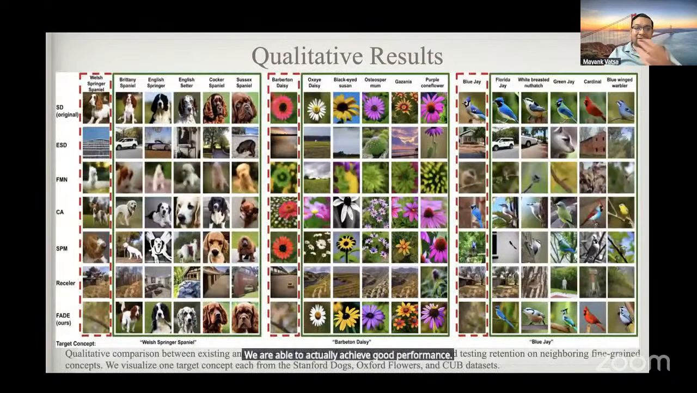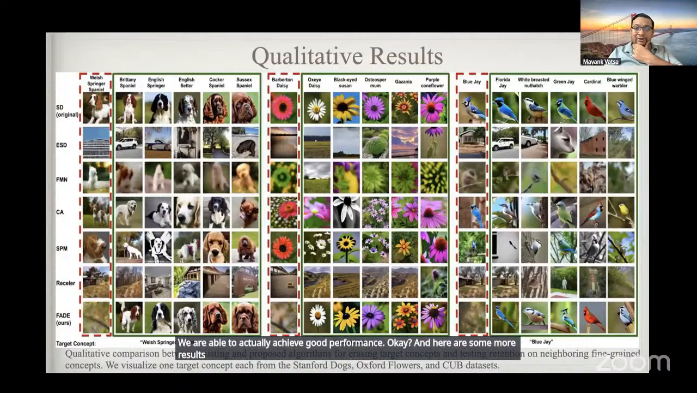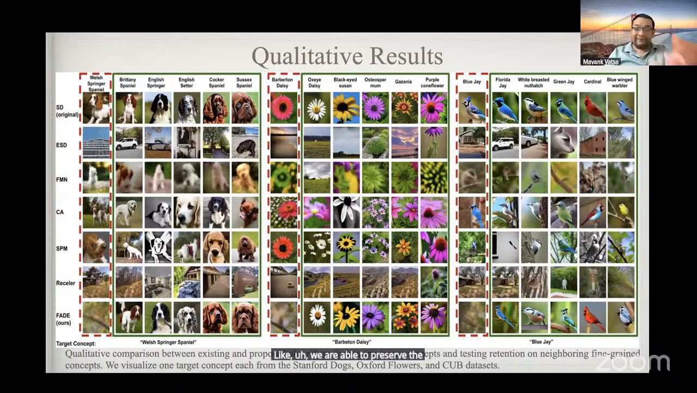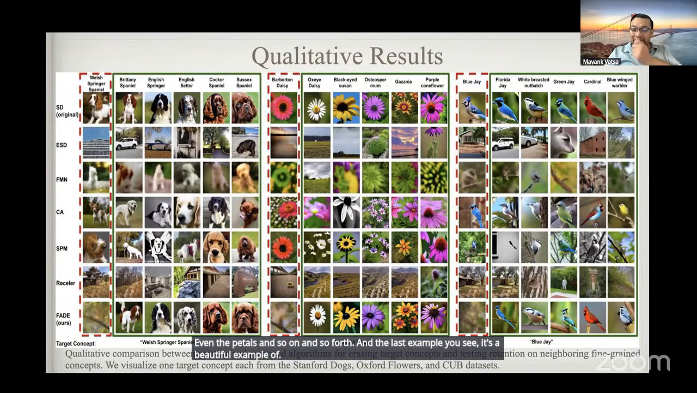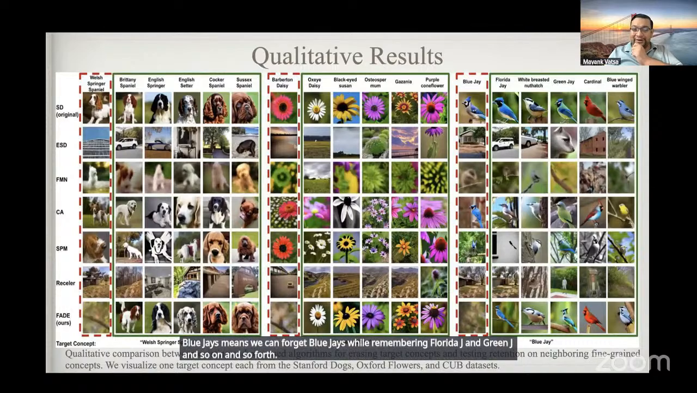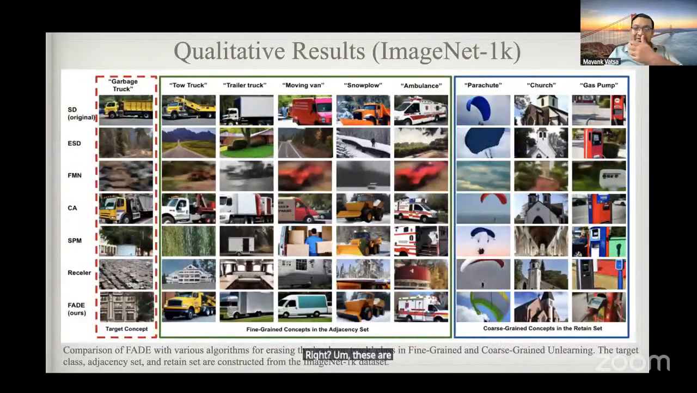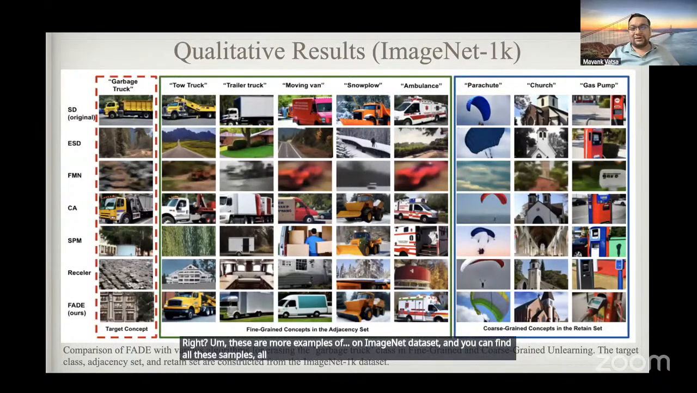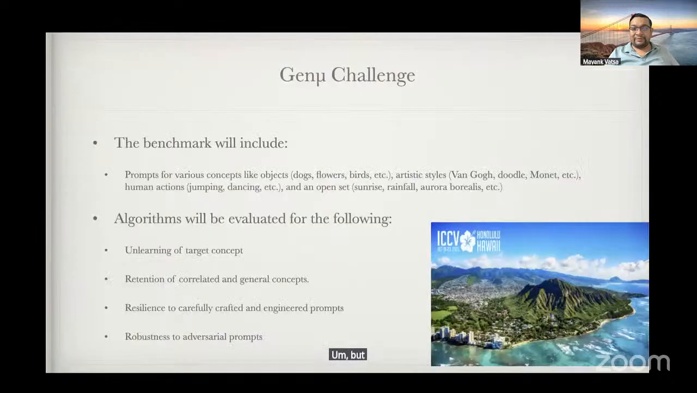Okay, and here are some more results with respect to the visualization of the results on different datasets. We are able to preserve the dog, even the flowers, even the petals, and so on and so forth. And the last example you see is a beautiful example of blue jays. It means we can forget blue jays while remembering Florida jay and green jay and so on, right? These are more examples on the ImageNet dataset, and you can find all these results in our CVPR paper.